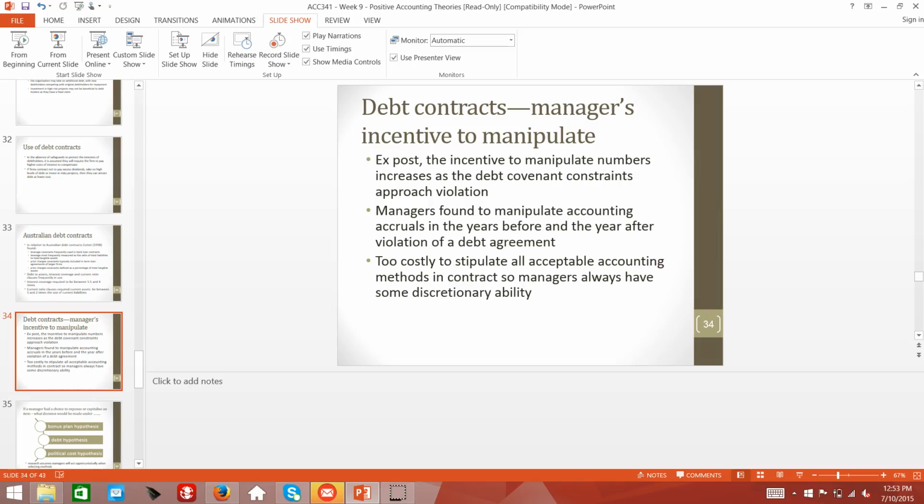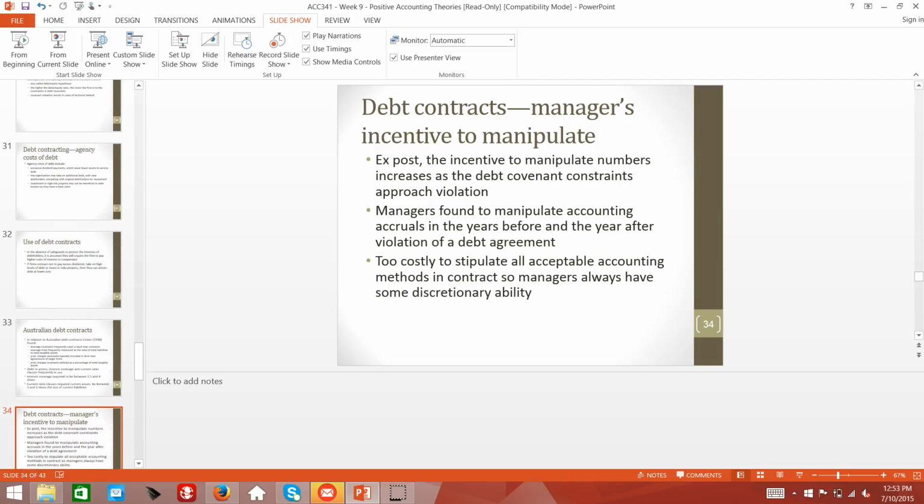It's too costly to stipulate all acceptable accounting methods in a contract, so managers always have some discretionary ability. The other thing to remember here is the relationship between risk and interest rates. So businesses that are higher in their level of risk are more likely to have to pay a higher interest rate. So there is incentive there for managers to potentially manipulate the numbers to make their business look less risky, to negotiate a lower interest rate.